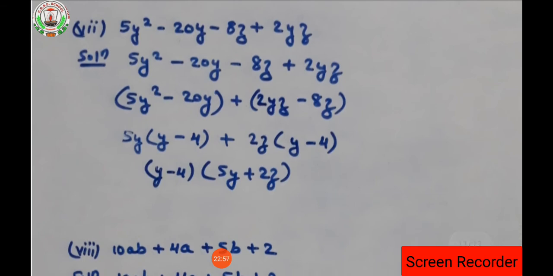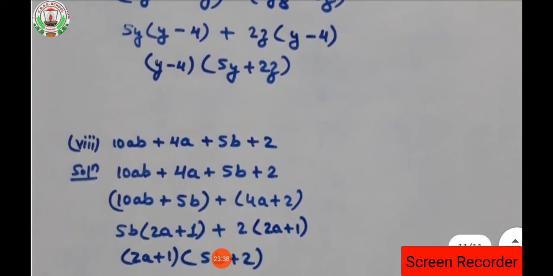Next question, 5y square minus 20y minus 8z plus 2yz is here. So taking the pair 5y square minus 20y inside the bracket plus 2yz minus 8z, isn't it? Taking common 5y from the first two terms, what is the number left out inside? That is 5y into y minus 4 plus 2z into y minus 4. Now y minus 4 is common in both the terms, it can be taken as a common. So y minus 4 into 5y plus 2z.